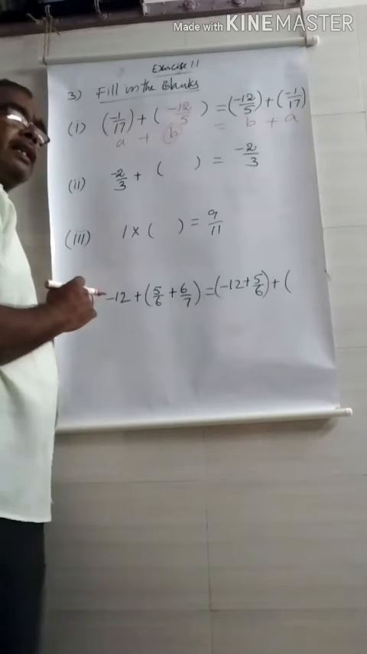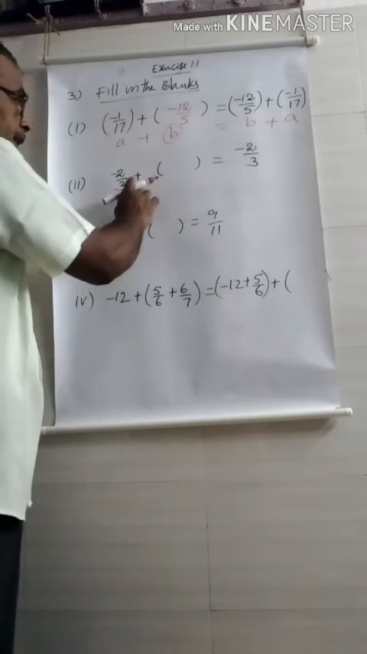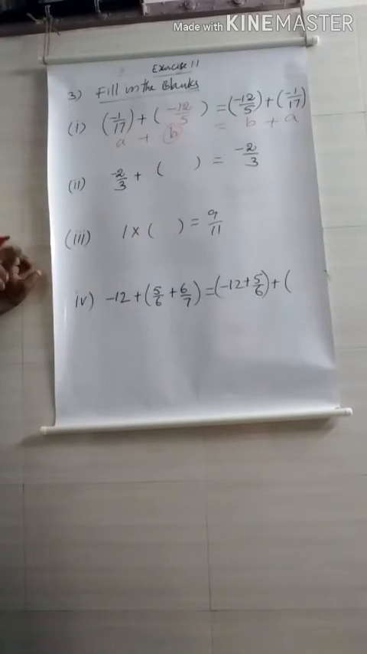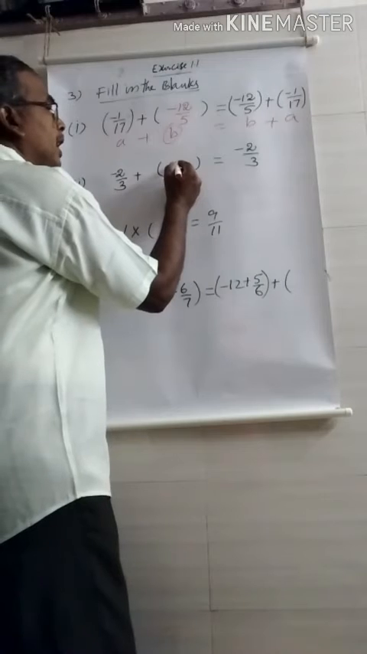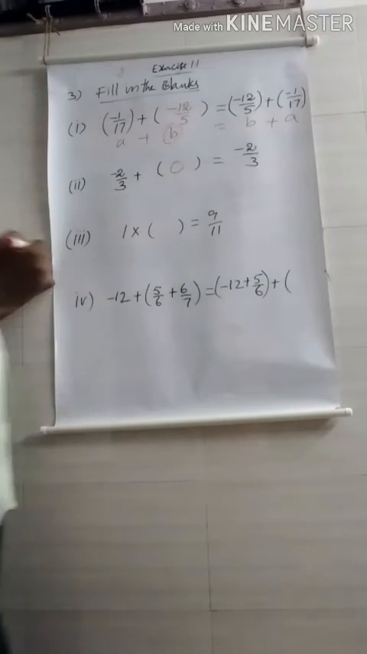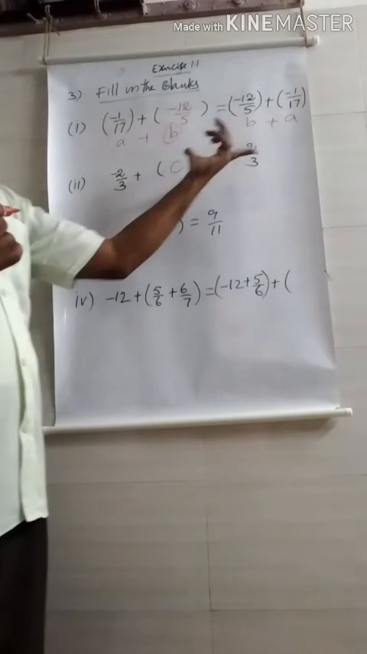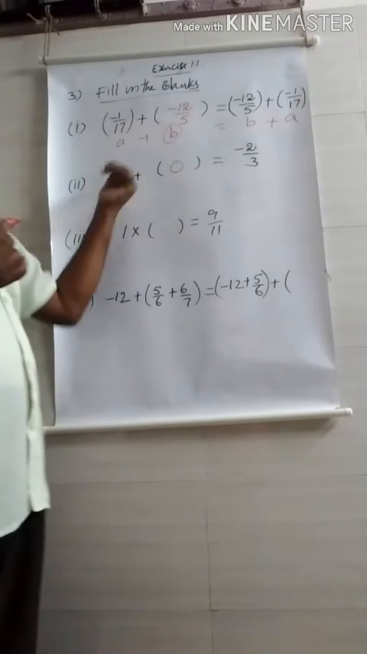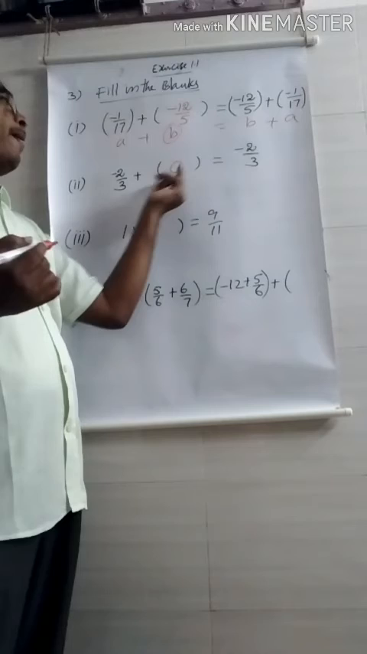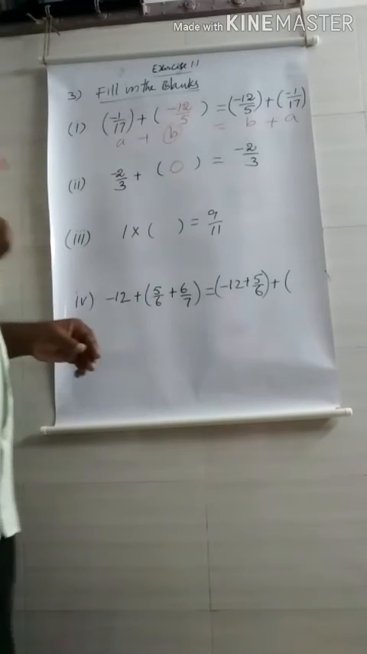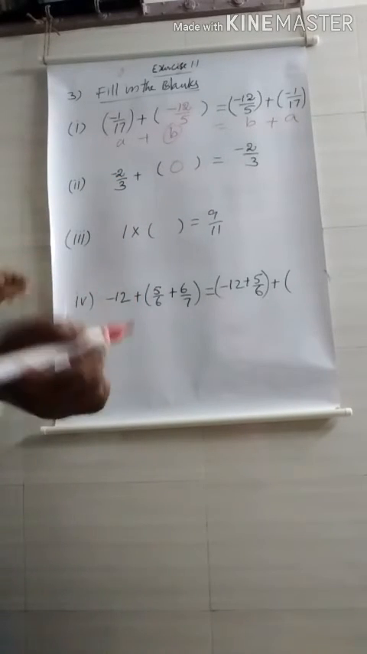Which property is it? It's addition, so additive identity. What is the additive identity? 0. So you simply put it in the place of dash. -2/3 plus 0. Then what do you get? -2/3. That means when we add 0 to any number, we get the same number. That means 0 is the additive identity. Already we learned it in the previous class.